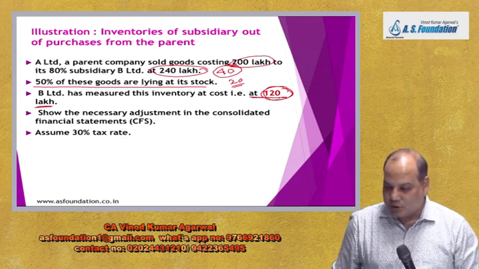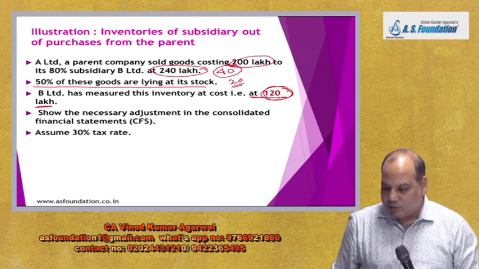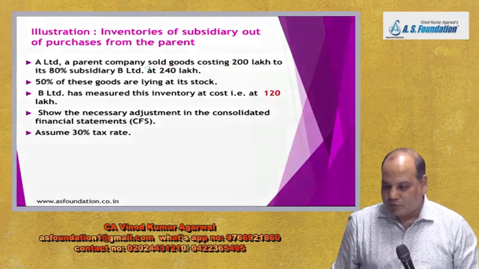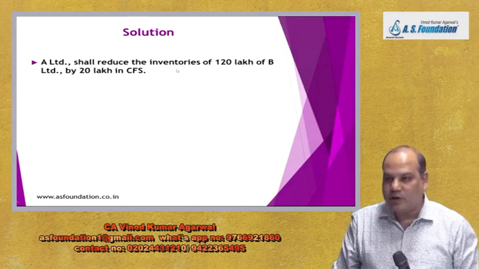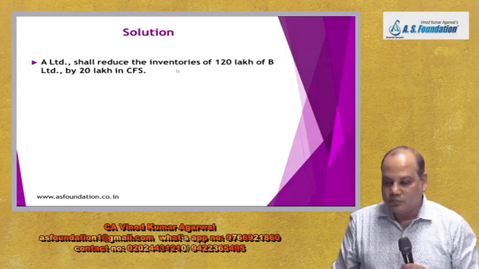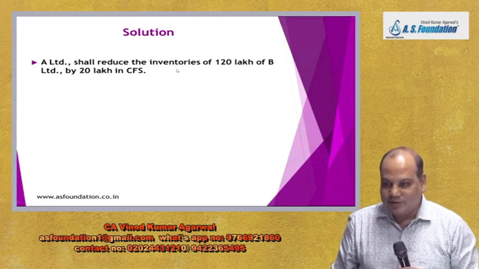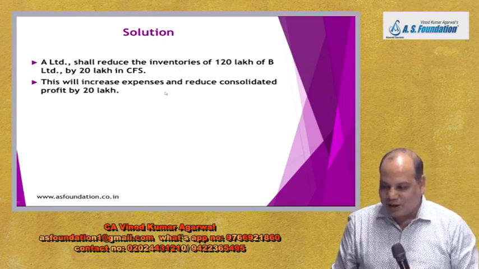Is it upstream or downstream transaction? Parent company sold. So we will call it downstream transaction. First we will see how much unrealized profit from inventory will be eliminated. 120 minus 100, 20. Okay. Half of 40.